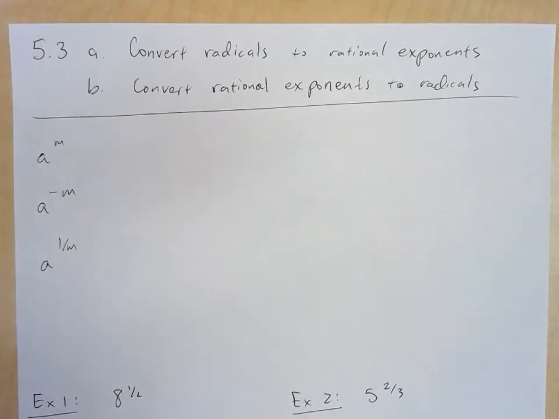Alright guys, today we're working on 5.3a, which is converting radicals to rational exponents, and 5.3b, which is converting rational exponents to radicals. So we're going from radicals like we have been, square roots, to rational exponents. We're going from rational exponents back to radicals, and that's all this part is for a and b. We'll do a separate video with c, which is simplifying, but this is all it is, just going back and forth right now.